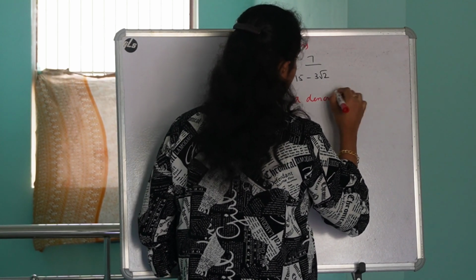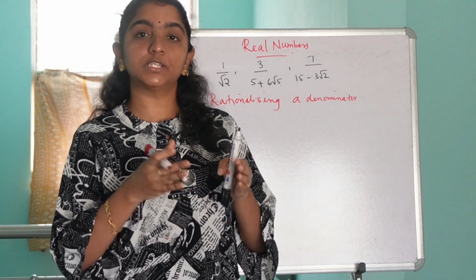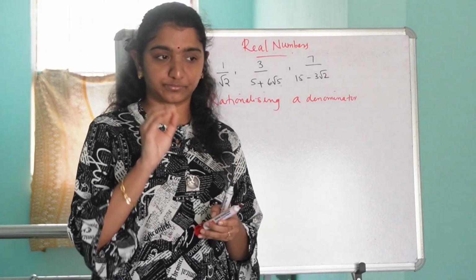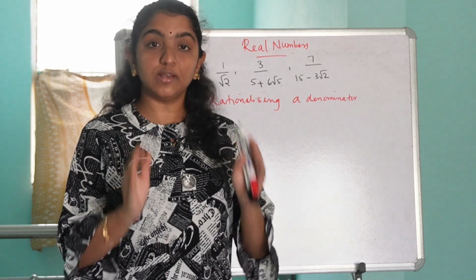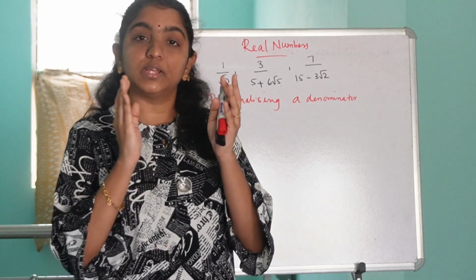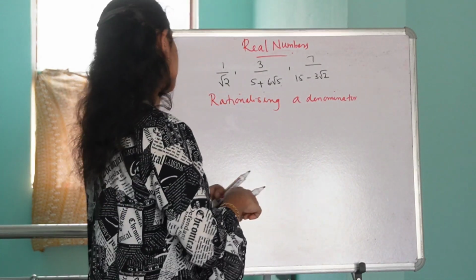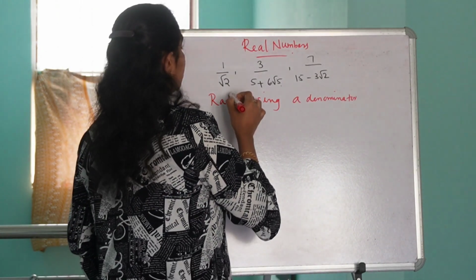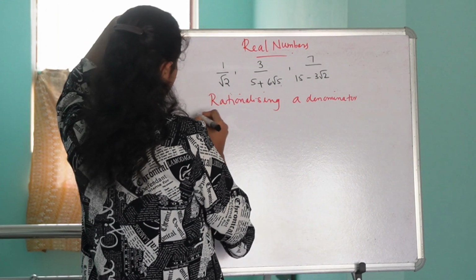While rationalizing a denominator, while converting an irrational number in the denominator to a rational number, yes, we have to make sure that the actual value of the real number remains unchanged. Is it clear, guys? Yes. So what do you mean by rationalizing a denominator? Yes, I'll write it here.